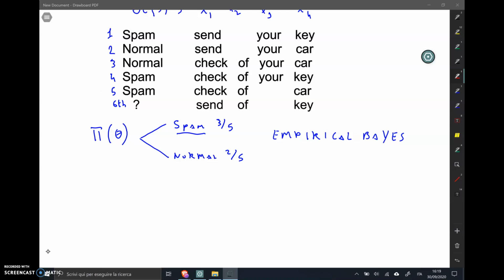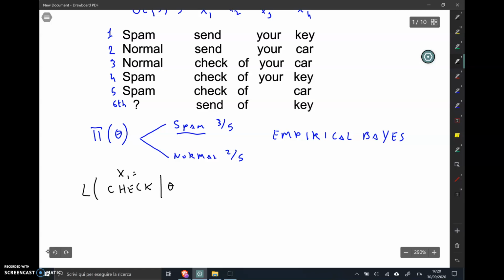Anyway, once we have the prior, now we can set up the likelihood. How likely is it to observe, for example, the word check, so x1 equal check, given that theta is equal to spam? This likelihood in this simple case resembles the frequency of the word check among all spam messages. There are three spam messages, and we observe check twice, here and here. So 2/3.